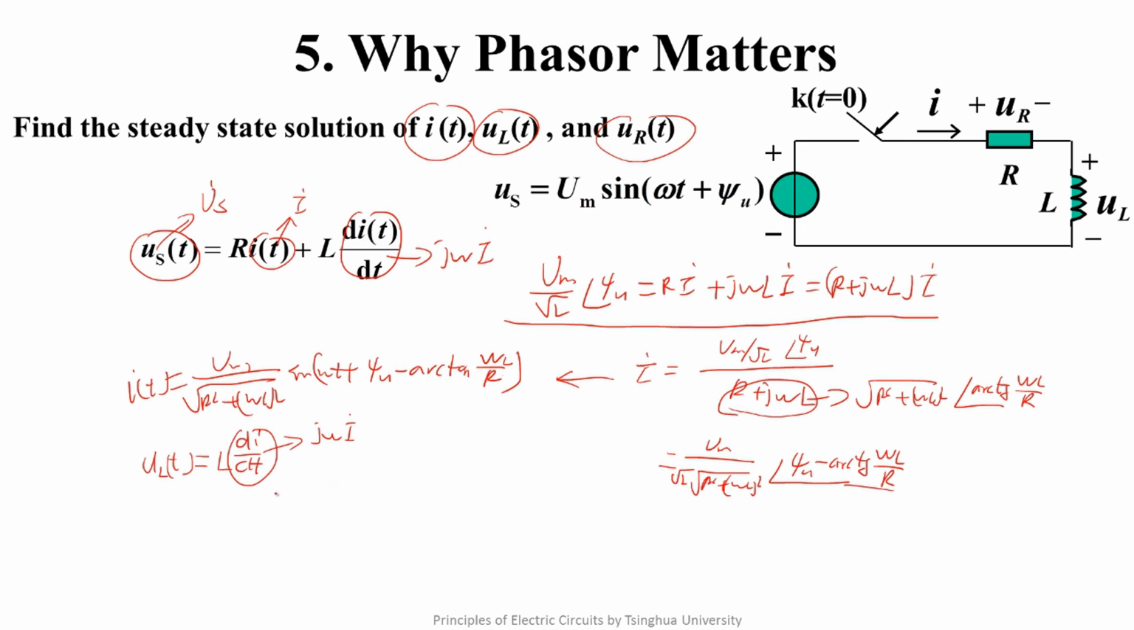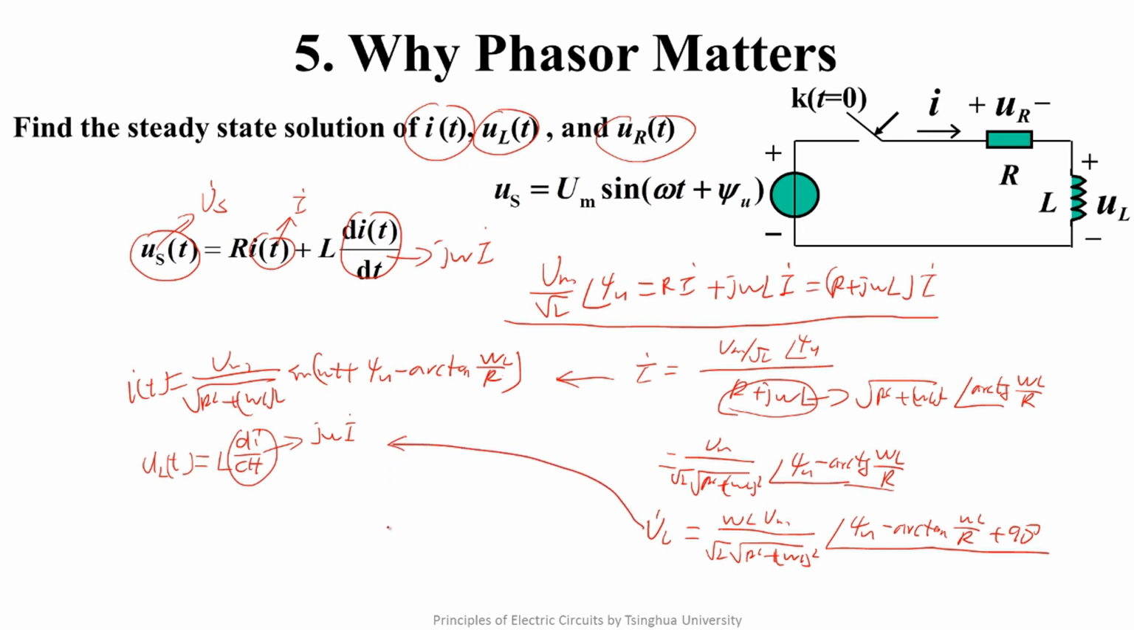So U_L equals ωL times U_m over the square root of 2 times the square root of R squared plus (ωL) squared, with phase angle ψ_u minus arctangent ωL over R plus 90 degrees. Here the addition of 90 degrees corresponds to the positive j. After getting the phasor U_L, we can easily write out the time domain expression of u_L(t).